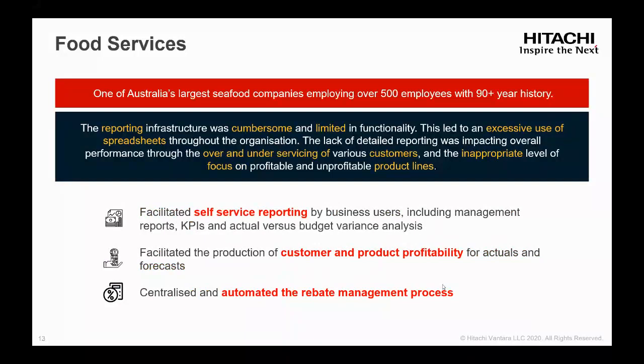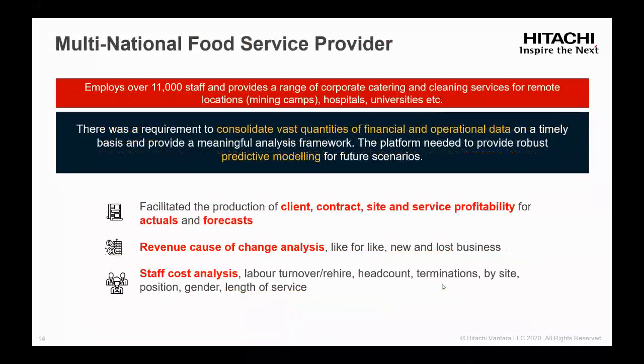The next one was also in the food services area, except this one was much larger. It had 11,000 staff, and its focus was more in providing services in the areas of catering and cleaning to remote locations such as mining camps. It also had provided these services into hospitals, universities, and those types of organisations. And their key focus was to consolidate the vast quantities of financial and operational data that they had sitting in disparate systems.